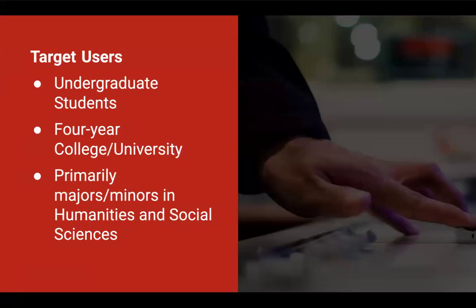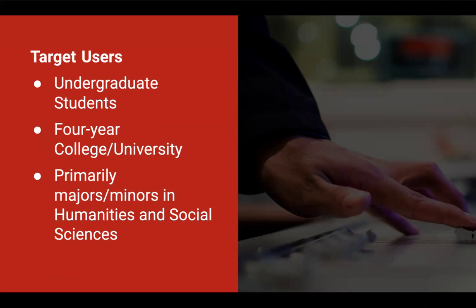The first thing I want to talk about is the target users for this LibGuide. The users of this LibGuide primarily will be undergraduate students at a four-year college or university. And primarily, they will be majors or minors in fields in the humanities and social sciences. This is primarily because that's the target audience for JSTOR.